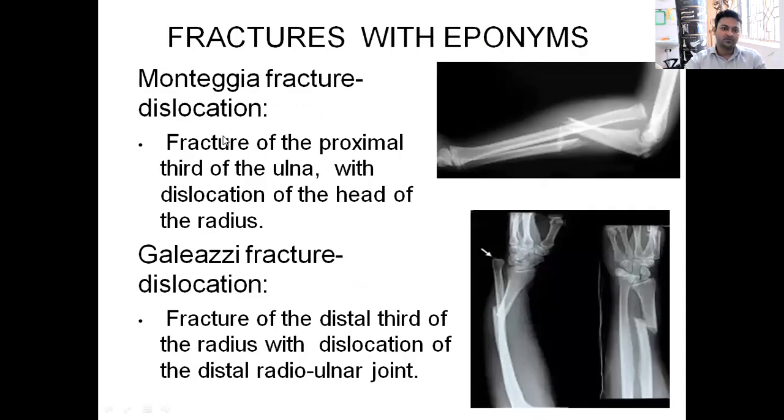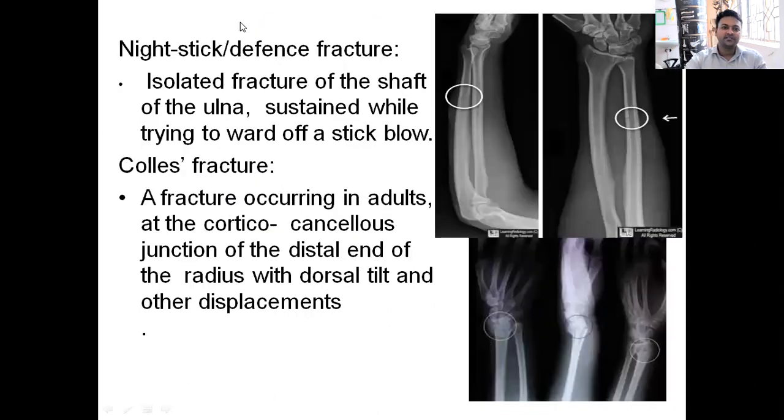Fractures with eponyms. A Monteggia fracture dislocation is a fracture of the proximal third of the ulna with dislocation of the head of the radius. A Galeazzi fracture dislocation is a fracture of the distal third of the radius with dislocation of the distal radio-ulnar joint. Nightstick or defense fracture is an isolated fracture of the shaft of the ulna sustained while trying to ward off a stick blow. A Colles fracture is a fracture occurring in adults at the corticocancellous junction, which is 2 cm proximal to the joint line of the distal end of the radius, with dorsal tilt and other displacements.